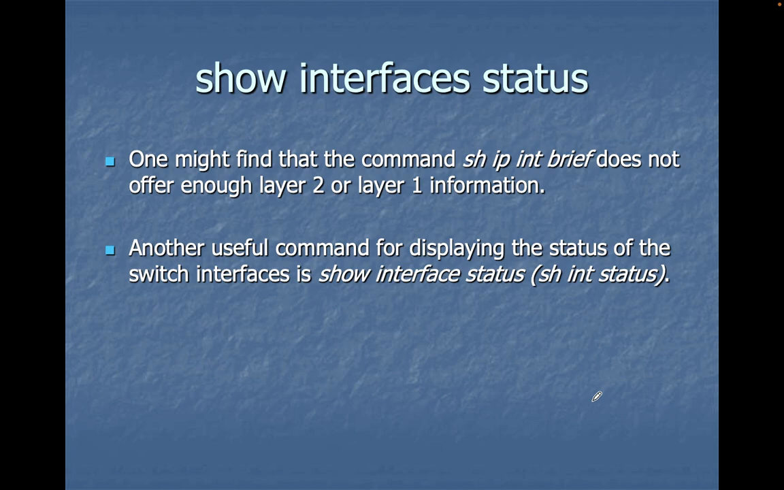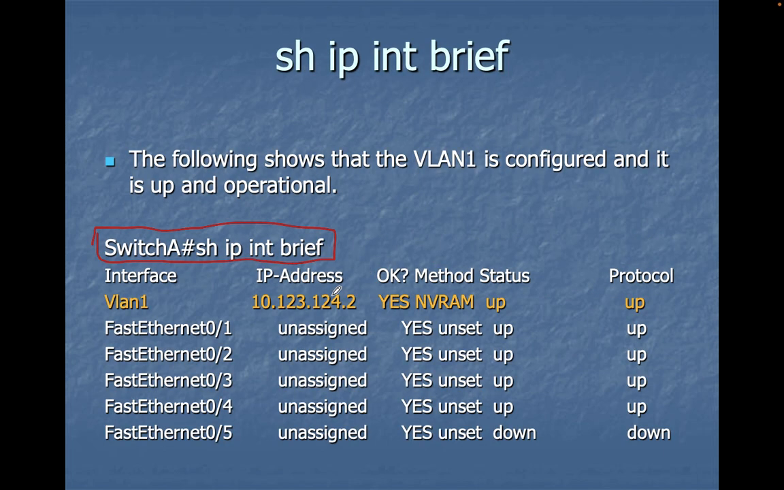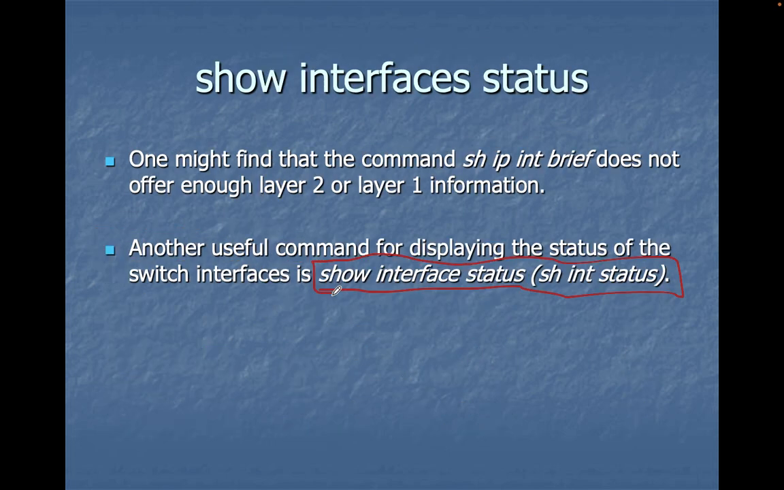So as a result, we need another command that can show us more information. Another useful command for displaying the status of the switch interface is what we call show interface status. This is the second command we've talked about. The first command was show IP interface brief. The second command is show interface status.